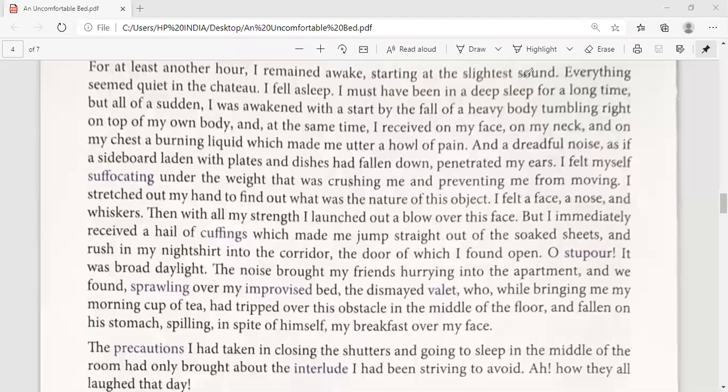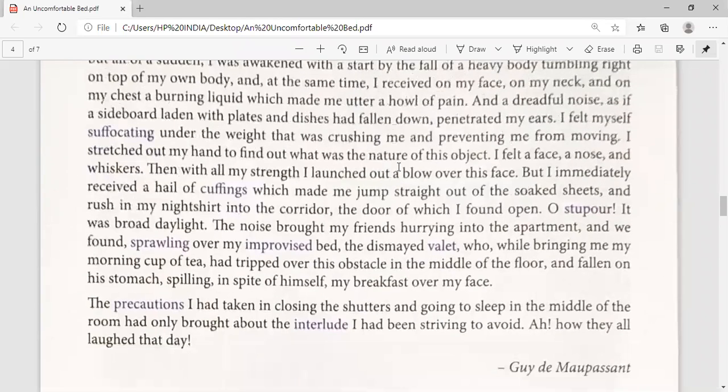But I immediately received a hail of confusing cuffings, which made me jump straight out of the soaked sheets and rush in my night shirt into the corridor, the door of which I found open. Stupor. It was broad daylight.